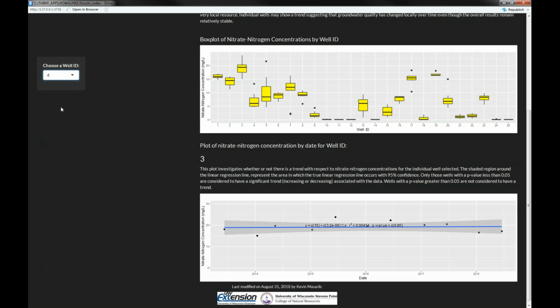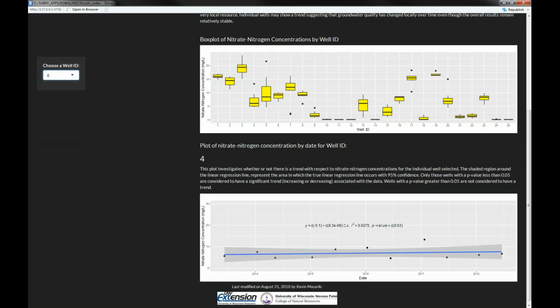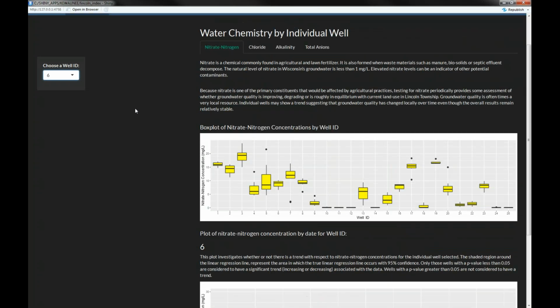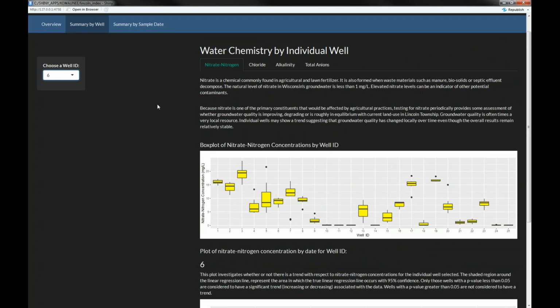There's other wells, if we keep scrolling through, where maybe it's static, consistently right around 10 milligrams per liter. But visualizing the data and helping get this information out there gives it a sense of transparency that allows for it to be more accepted and less of a mystery what the data is showing.